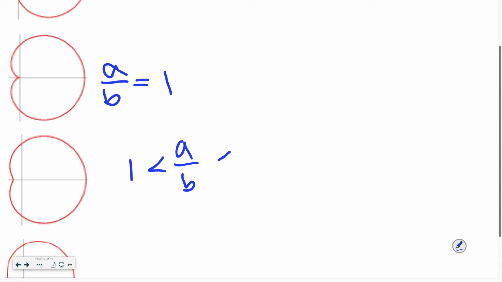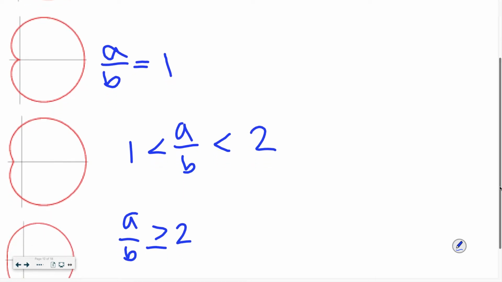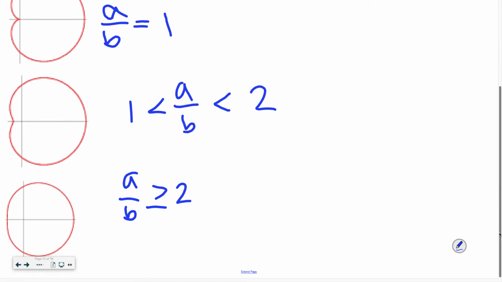Oh, less than 2, that's the dimple. Yeah, this is dimpled and this is convex. What's the one where a equals 1? Cardioid. The top one's a loop. Loop, cardioid, dimpled, convex.